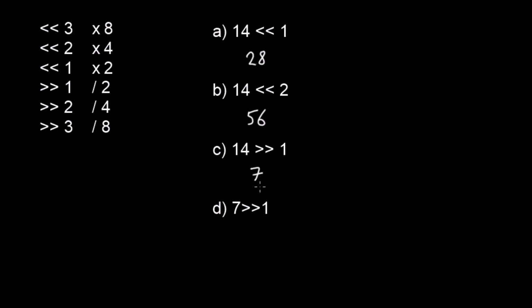And for D, we have 7 and we're shifting it 1 bit to the right, so we're halving it, but we're rounding down, so we're truncating. So 7 divided by 2 is 3.5, but we only take the whole part of that number, so we truncate it. So now that value is 3.